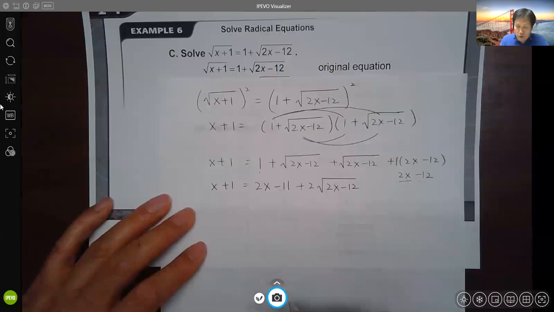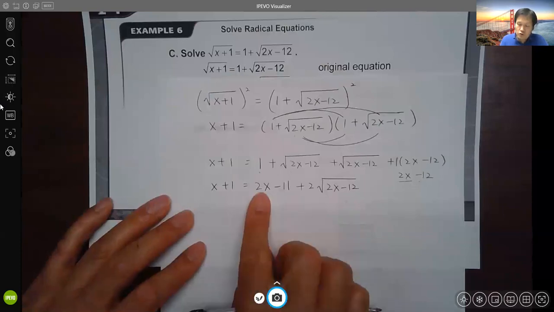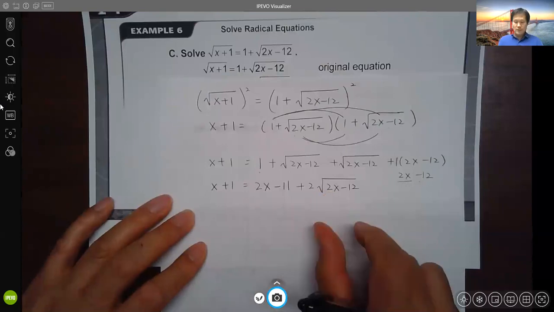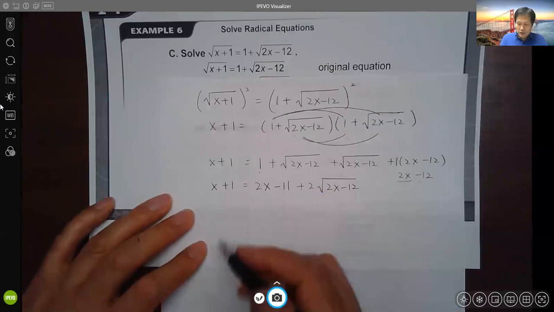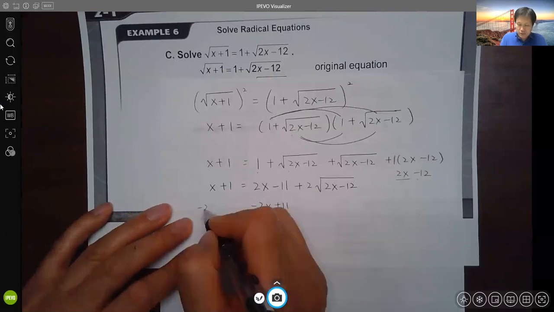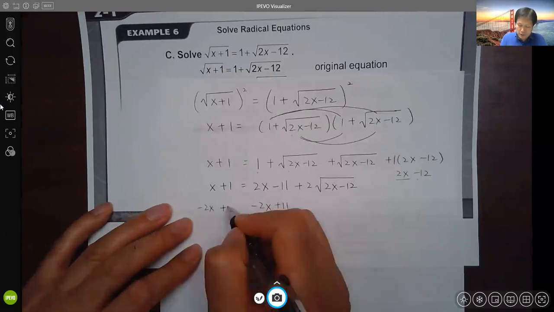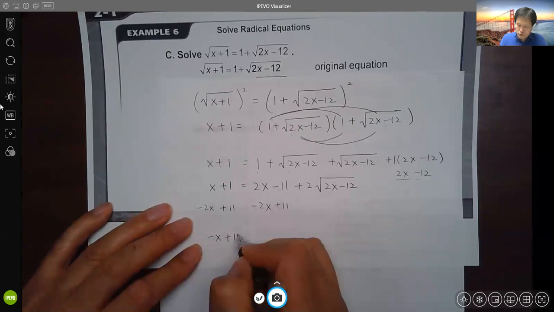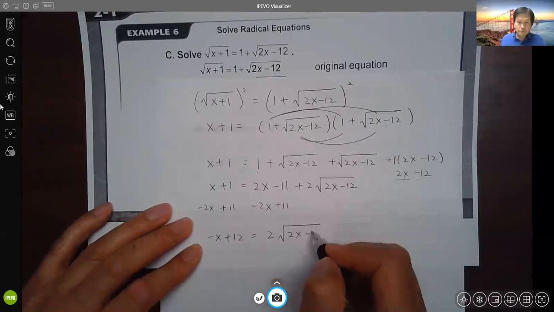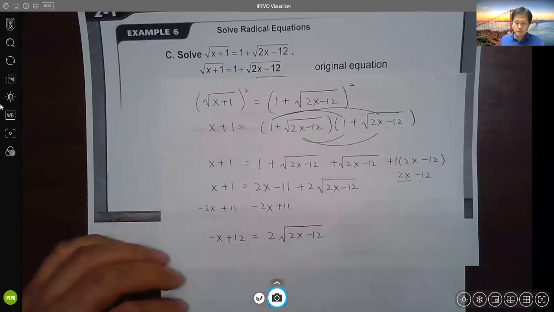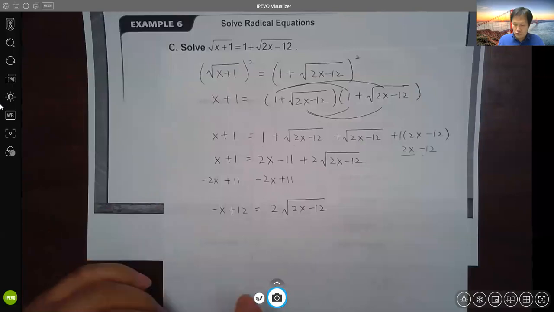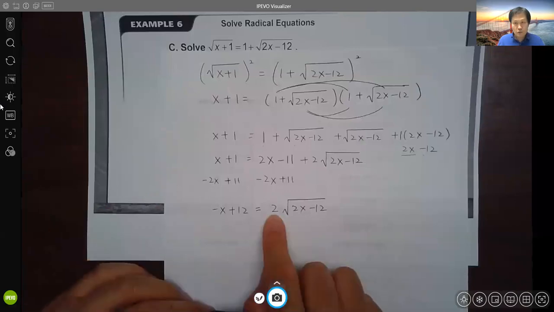So move this guy, move this guy. You want the root to be by himself on one side. So I'm going to do minus 2x plus 11, minus 2x plus 11. I got minus x plus 12 equal to... Okay? Get rid of everything but the root. So I would get rid of the 2 here.